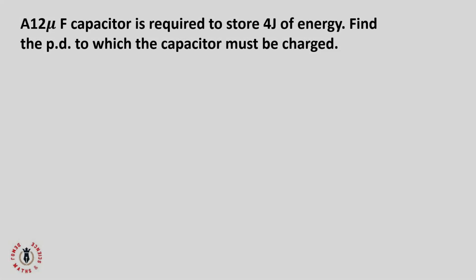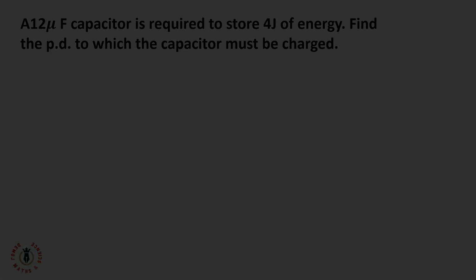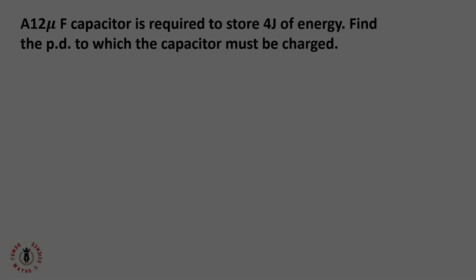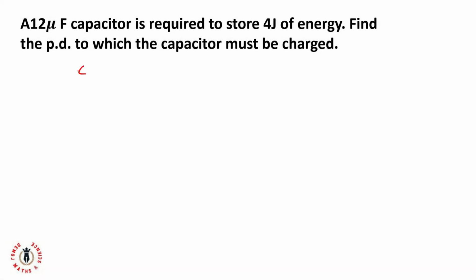Here is a third example, which I want you to give a try. You can pause the video. The question says a 12 microfarad capacitor is required to store 4 joules of energy. Find the PD, that is the potential difference to which the capacitor must be charged. You can pause the video for some minutes and give it a try. Okay, that's it. Now, if the capacitance C is given as 12 microfarad and the energy stored on it is given as 4 joules, then I should be able to calculate the potential difference.